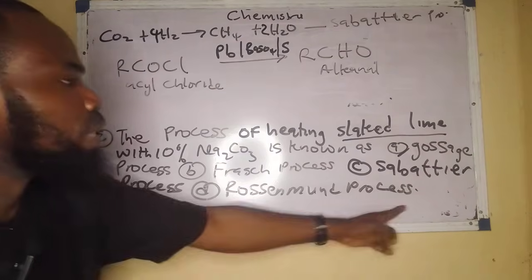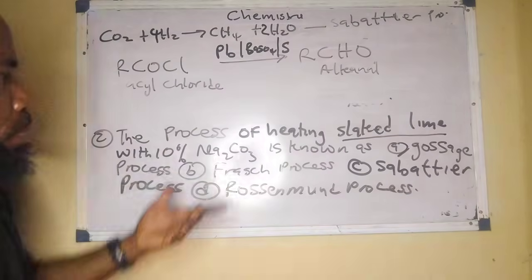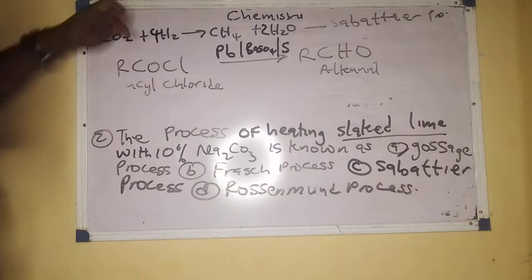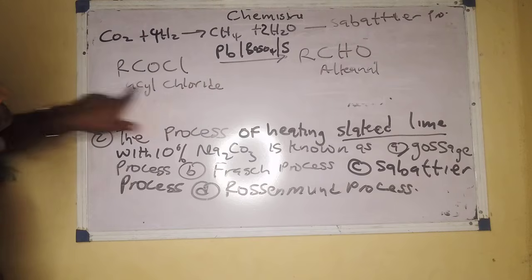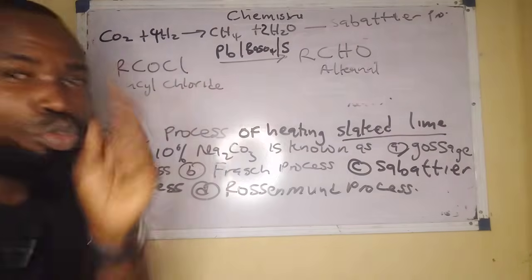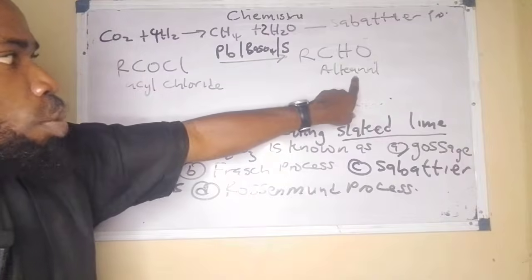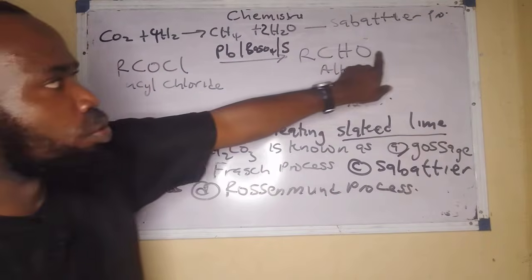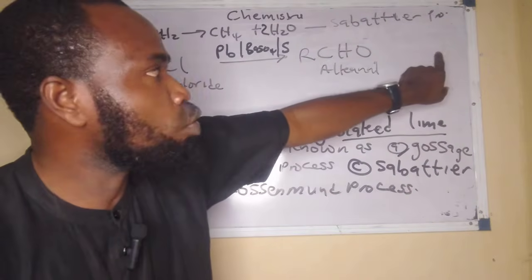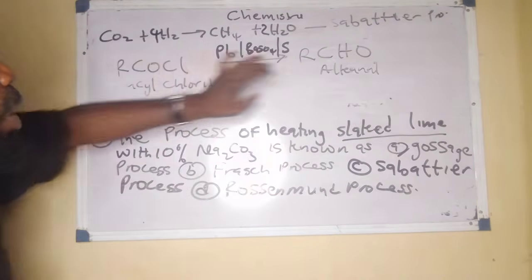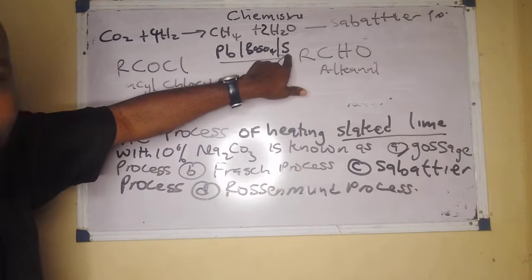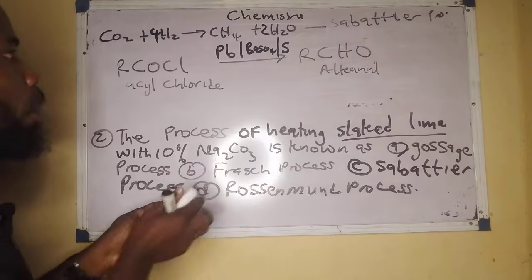Now what about the Rosenmund process? I said it's a reduction kind of reaction where an acyl chloride or acyl compound is being reduced. Controlled reduction. Why did I say controlled reduction? The reduction actually stops at alkanal. It doesn't proceed to primary alcohol. Now I'm going to break this down first of all, but it's controlled because it's been poisoned with what? With sulfur.